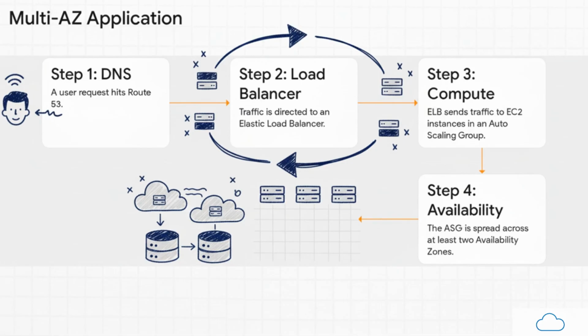A user's request comes in. It hits a load balancer, which then spreads it across a fleet of servers in an auto-scaling group that are themselves spread across multiple data centers. And those servers then talk to a database that also has a live standby in another data center. See what's happening? There is no single point of failure in this entire design. Any one component can fail, and the system just keeps on chugging.